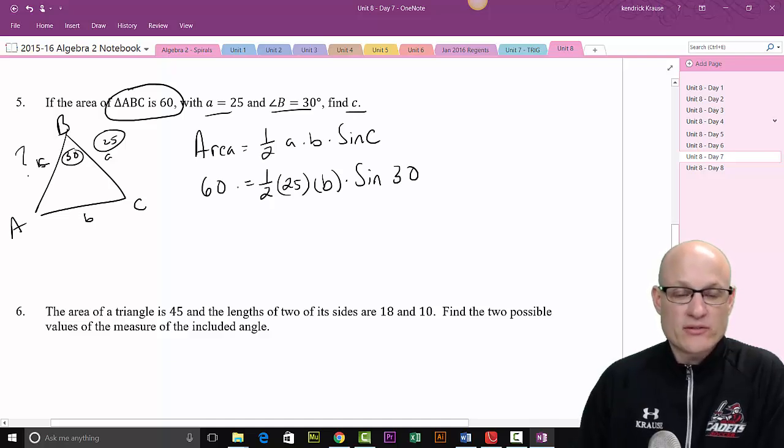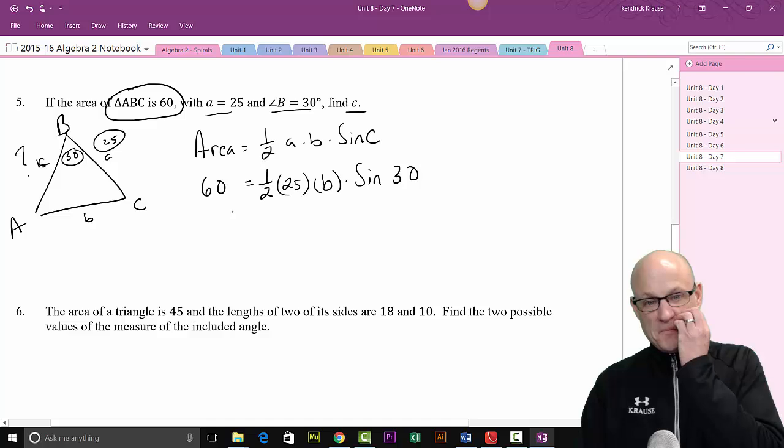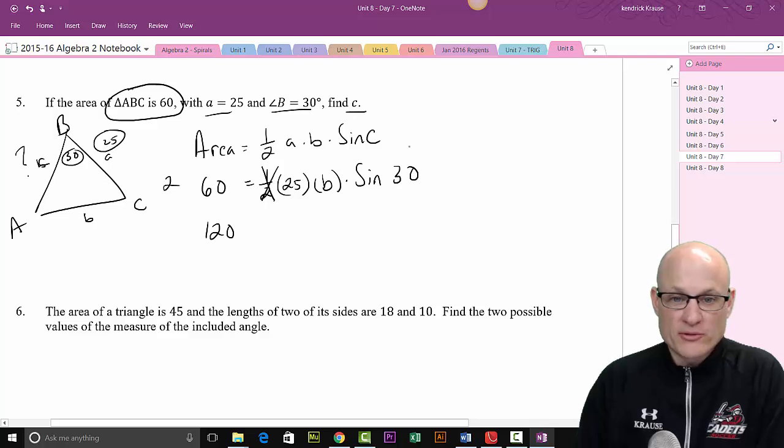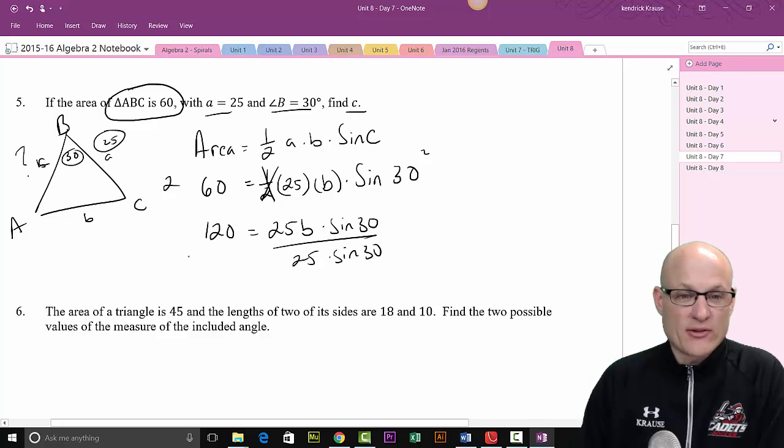Well, let me just get rid of this half. So I get 120. Remember, we're going to multiply both sides by 2. 120 equals 25b times sine 30. Well, I'll just divide by 25 times sine 30. You could remember that sine 30 is a half.